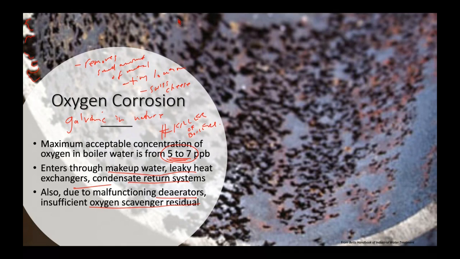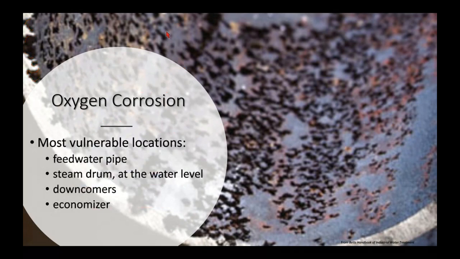Make sure your deaerator is functioning properly. Do your tests. Don't fake your tests. Some people are famous for faking tests. So where do we see O2 corrosion? Well, let's look at our feed water path.